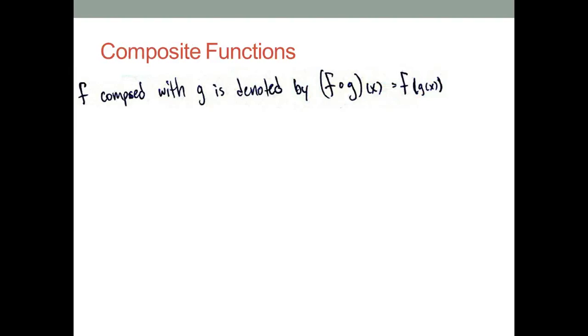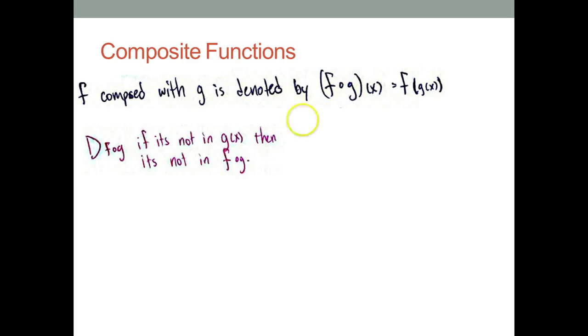Deep stuff. Overlap. That's the intersection, not the union. So let's take a look at some composite functions. Now this is the second subject of this exploration. So f composed with g is denoted or shown by this. If it's not in the domain of the g function, it's not in the domain of the overall composition.